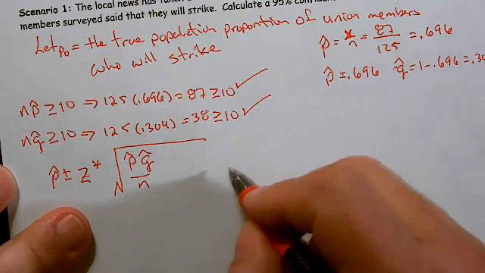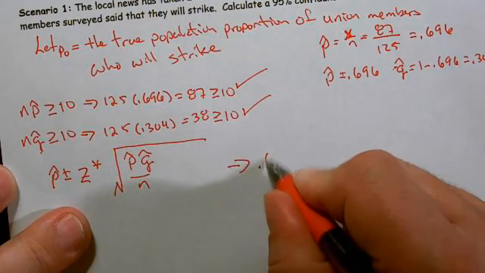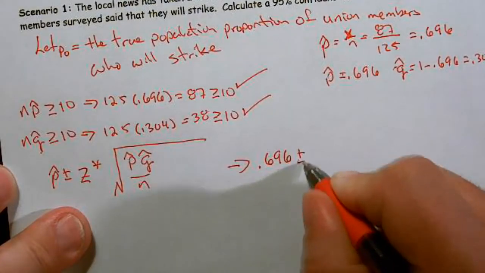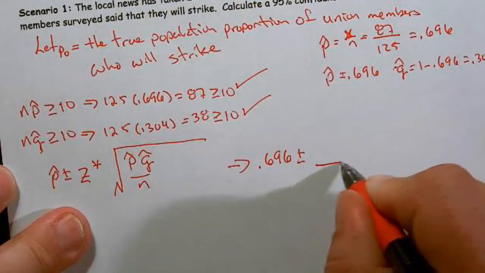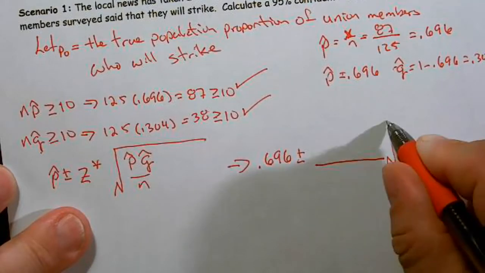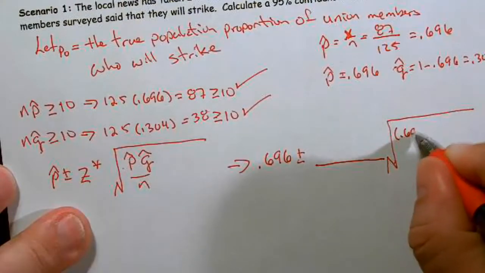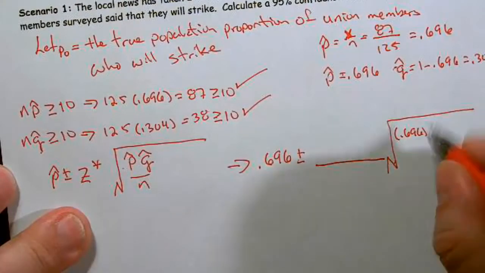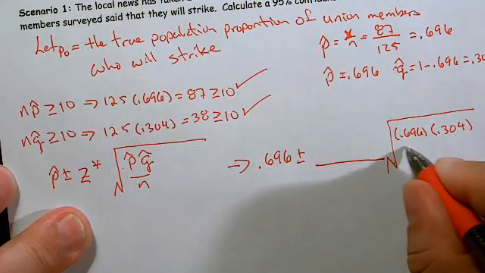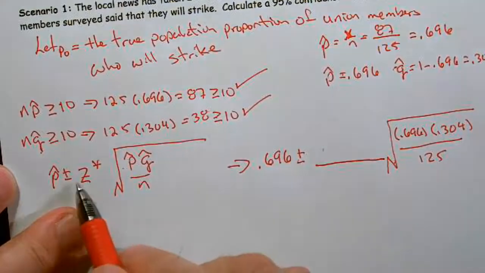So we're going to go ahead and plug in what we know. Well, what do I know? I know P hat, 0.696, plus or minus. I don't know Z star yet, but we'll get to that in a moment. I also know P hat here, which is also 0.696. I know Q hat is 0.304. And I know my sample size is 125. So now I need to go calculate my Z star.